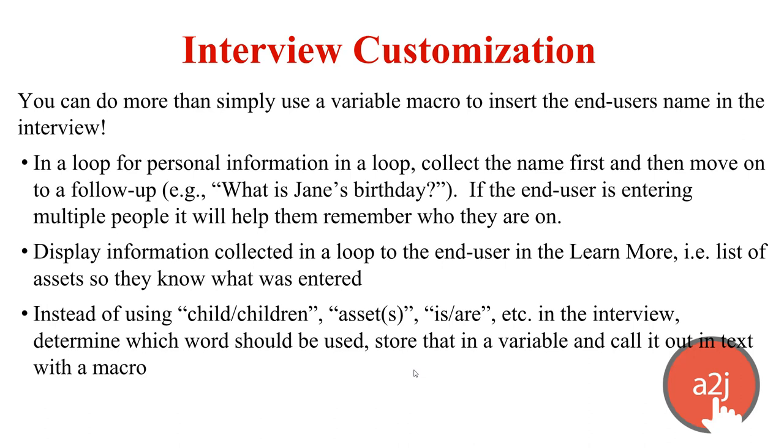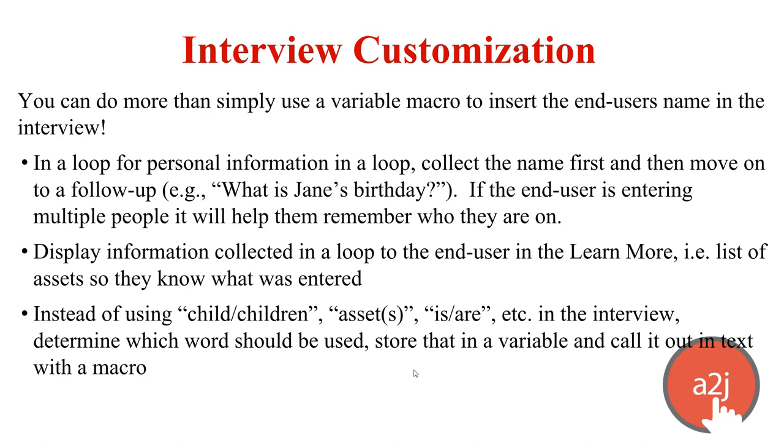You can also use it to display information that has been already collected in a loop. So for example, if you have a loop that asks an end user to enter their assets one at a time, you can have a Learn More at the end of that loop that says, do you want to add any more? And the Learn More says, what items have I already told you about? And then you use a variable macro to call out the items that the end user has already told you about. So you've told me about your house, your car, your boat, and as they continue on, it will continue to add values to that variable, and so the additional values will be displayed every time the end user hits that Learn More.